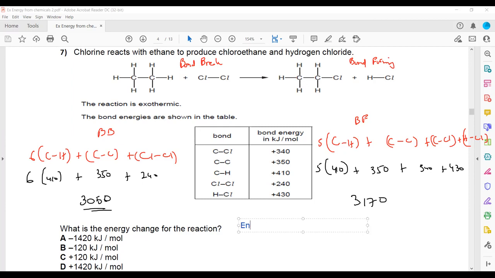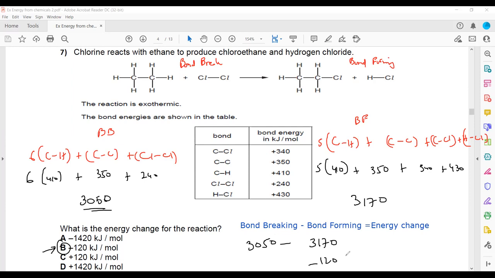So the energy change during a chemical reaction is equal to the bond breaking energy minus the bond forming energy. The bond breaking energy is 3050, the bond forming energy is 3170. So the difference comes out as minus 120. So B will be the right answer.